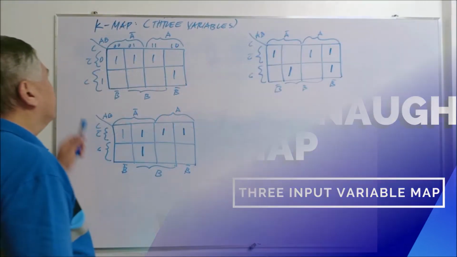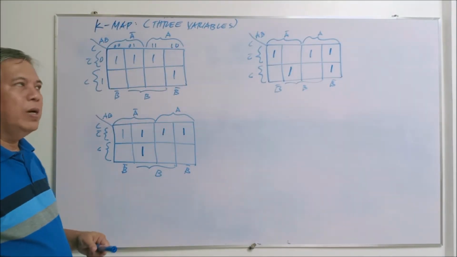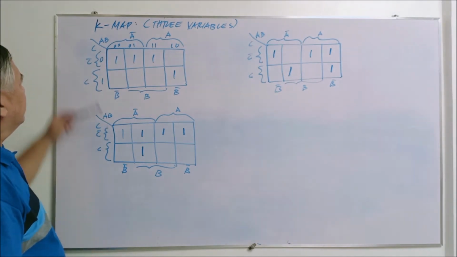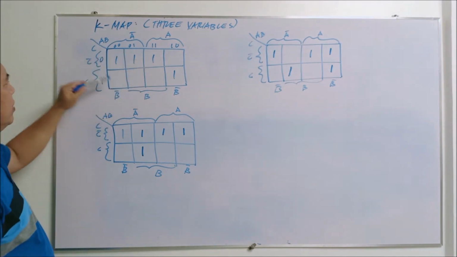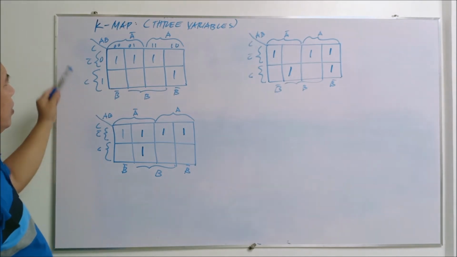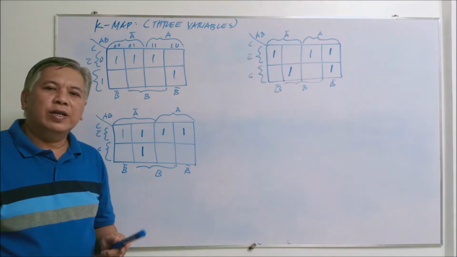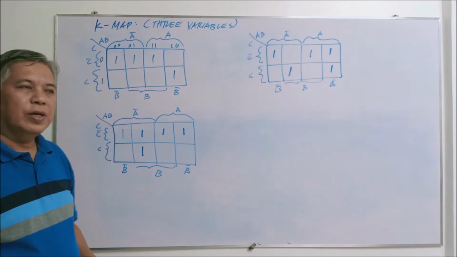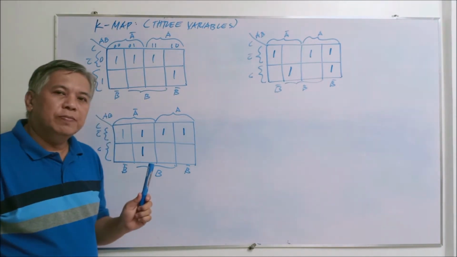Okay, so let's solve this particular map. We're still in the three variable map. So the first one is this particular condition. How do we obtain the simplified logical circuit for this particular map? Again, what will be our grouping?